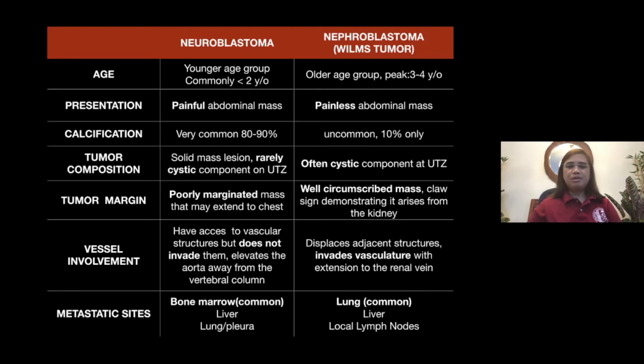For the vessel involvement, neuroblastoma encases vascular structures but does not invade them. But Wilms tumor or nephroblastoma displaces the adjacent structures and invades the vasculature. For the metastatic sites, in neuroblastoma, the most common metastatic site is the bone marrow, followed by the liver and the lung. But for nephroblastoma, the lung is the most common metastatic site, followed by the liver and the local lymph nodes.